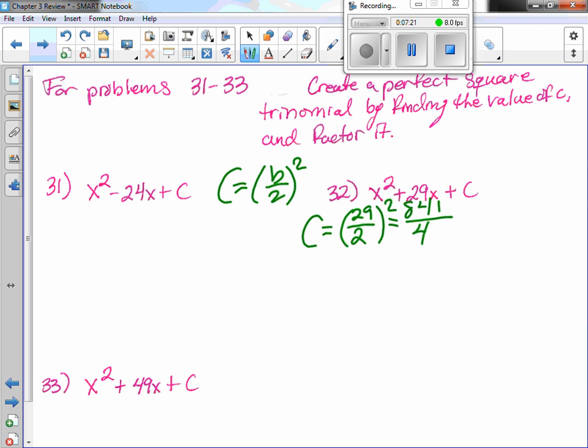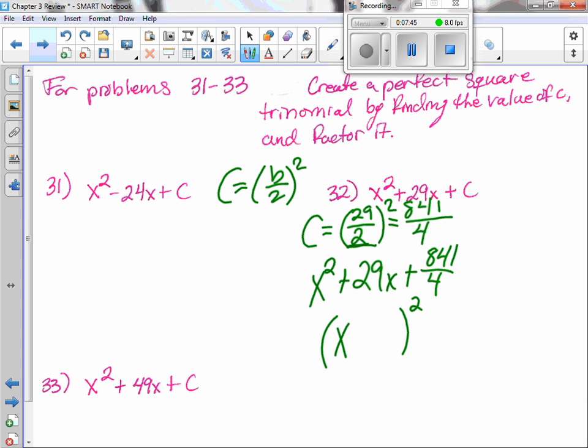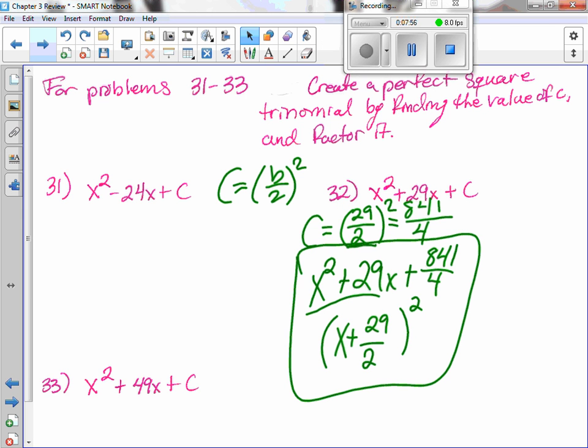So we get 841 over 4. So plug it back in: x squared plus 29x plus 841 over 4. That's half the answer. The other half is factoring it. Instead of parentheses squared, we have x. So what goes with it? Whatever we had in the parentheses before we squared it, which is positive 29 over 2. That's it. That's all I have to do for this here.